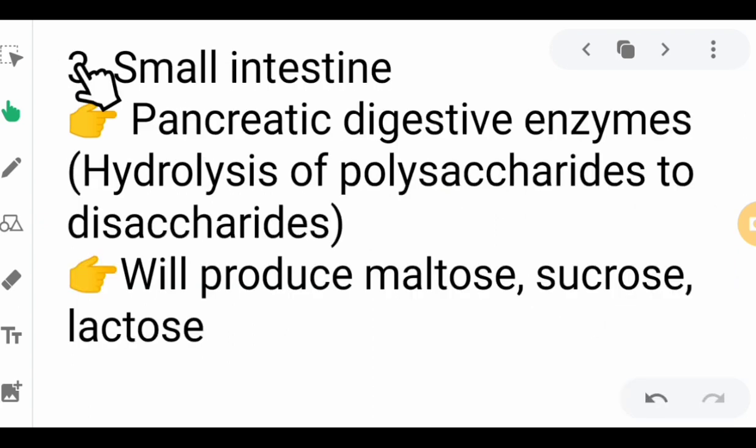Next stage, the small intestine, where the softened food from the stomach will pass through. This is the primary site for carbohydrate digestion, where alpha amylase, this time secreted by the pancreas, which we call pancreatic digestive enzymes, catalyzes the hydrolysis of polysaccharides to disaccharides. That is the ultimate goal of the small intestine. It will produce maltose, sucrose, and lactose.